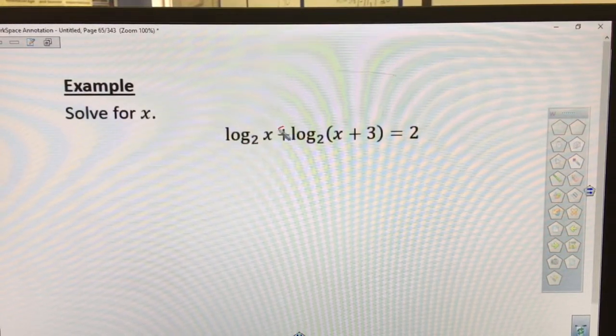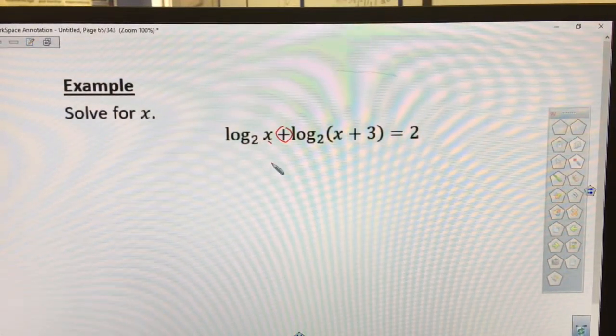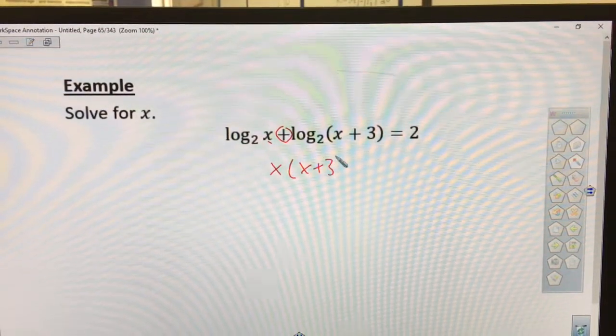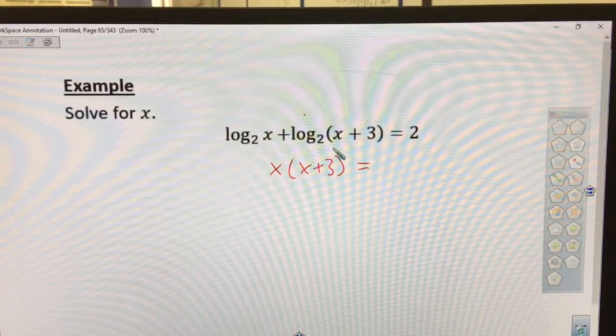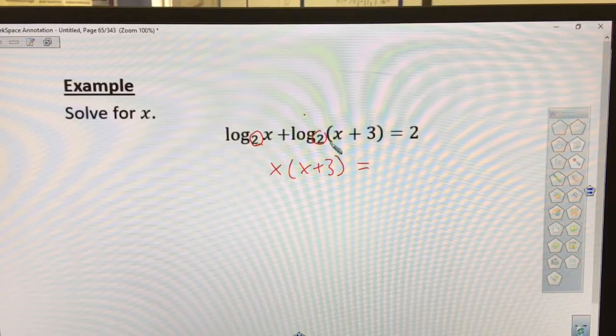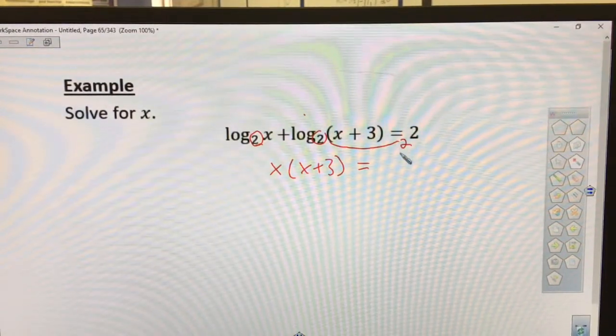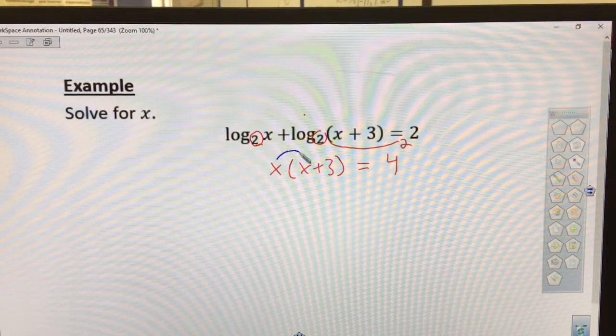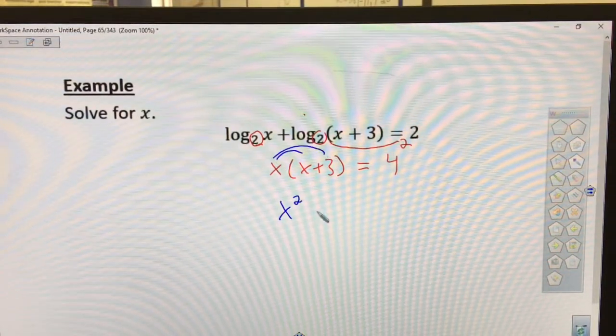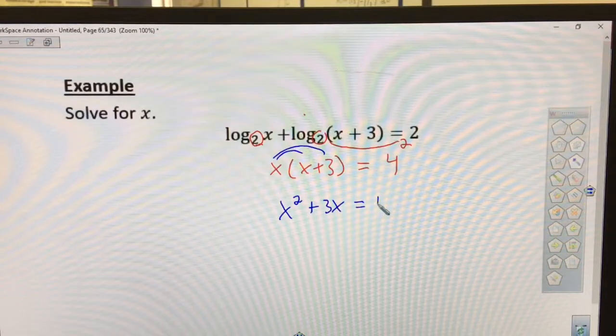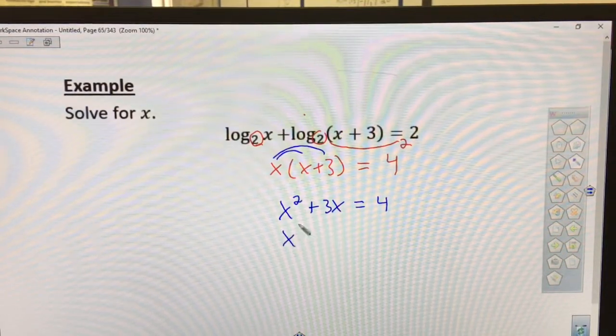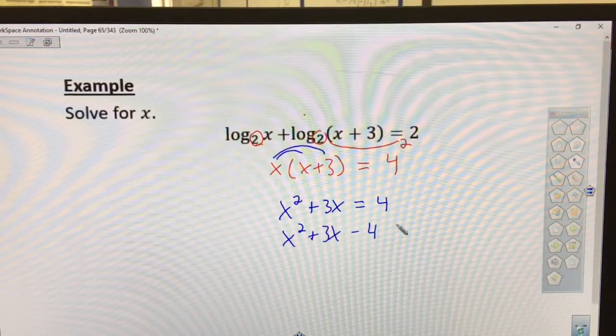When we're dealing with logarithms, that plus sign means we multiply x times x plus 3. So it's going to give me x times x plus 3 equals, you ready for this? See this 2? You kick it over, and it raises up that 2. So what's 2 squared? Do a little arithmetic, that's x squared plus 3x equals 4. Bring that 4 over, x squared plus 3x minus 4 equals 0.